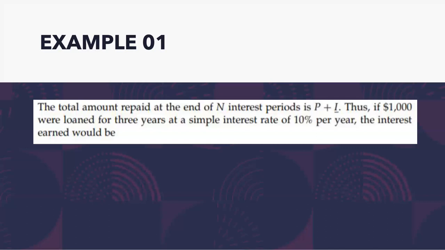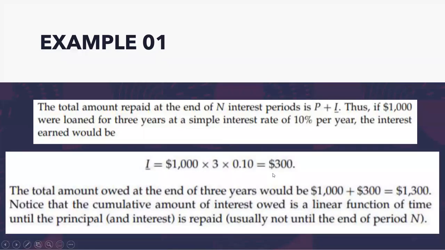We have our answer from Nilaksha. It's $300. Let's see. Simply adding the given information into the formula, you can easily get the answer of $300. That means the total amount owed at the end of 3 years would be $1,000 plus the interest to be paid, that is $300. Therefore, $1,300. Notice that the cumulative amount of interest owed is a linear function of time. So if the number of years increases, you will have to pay a higher amount, linear to the number of years.